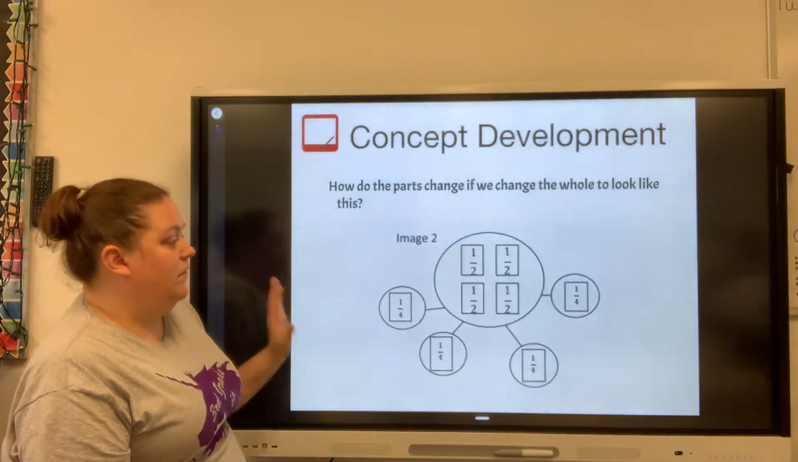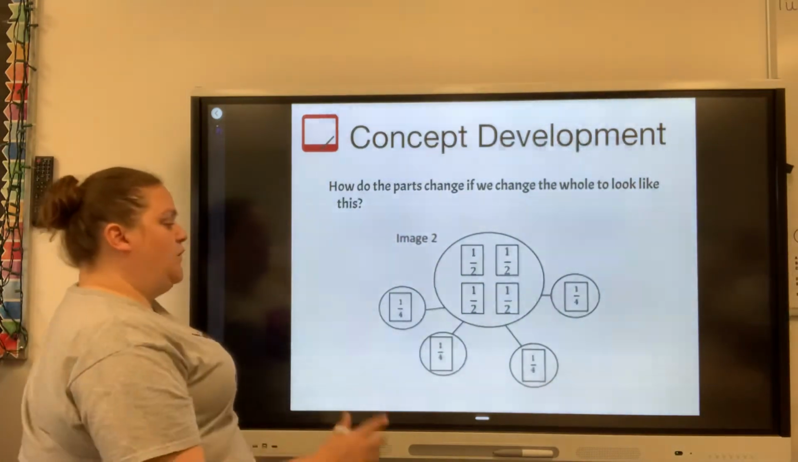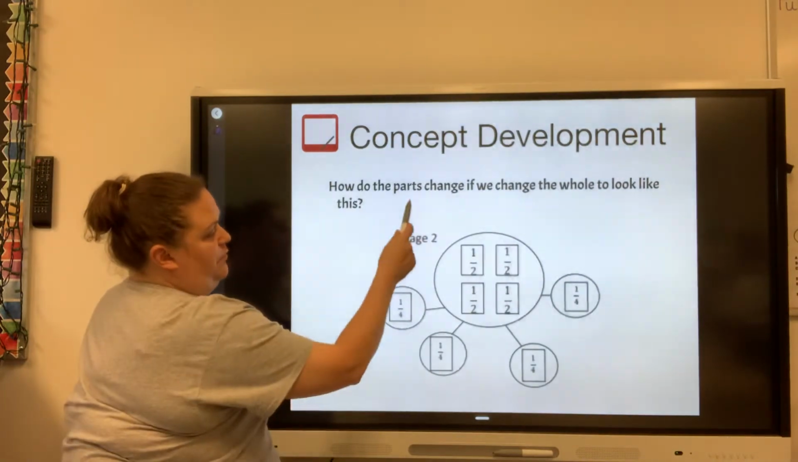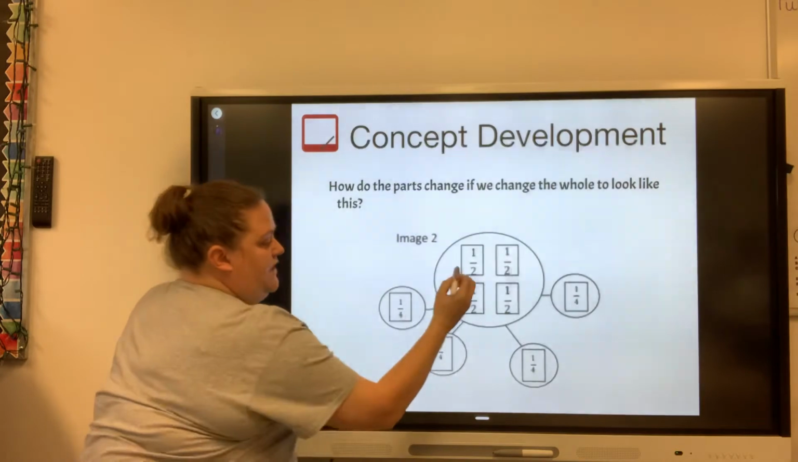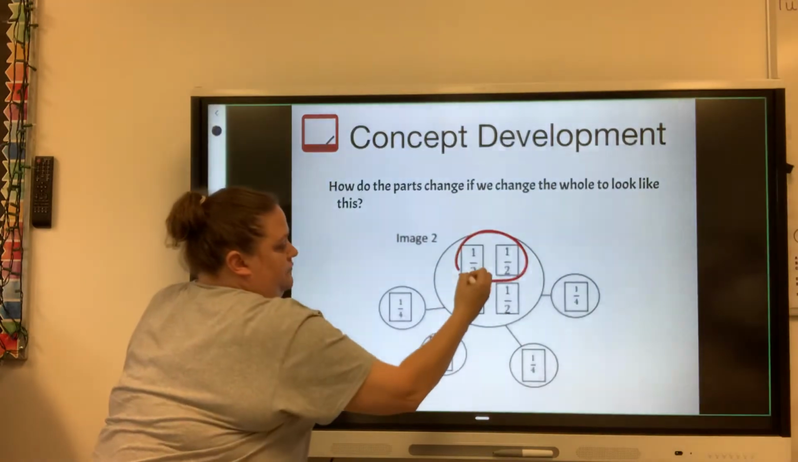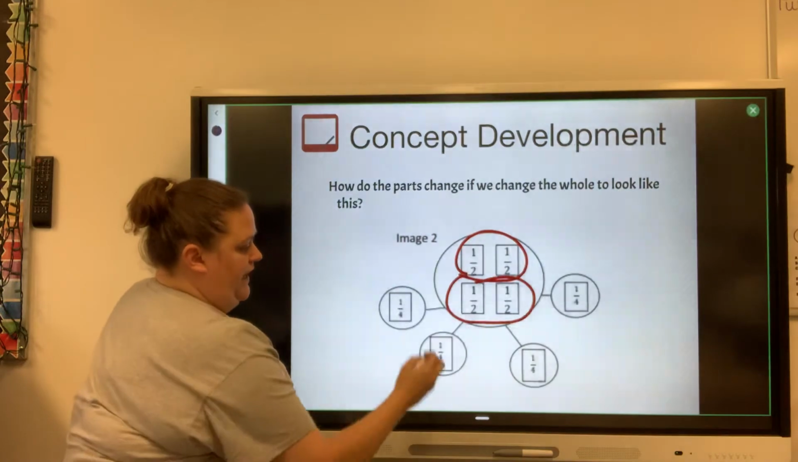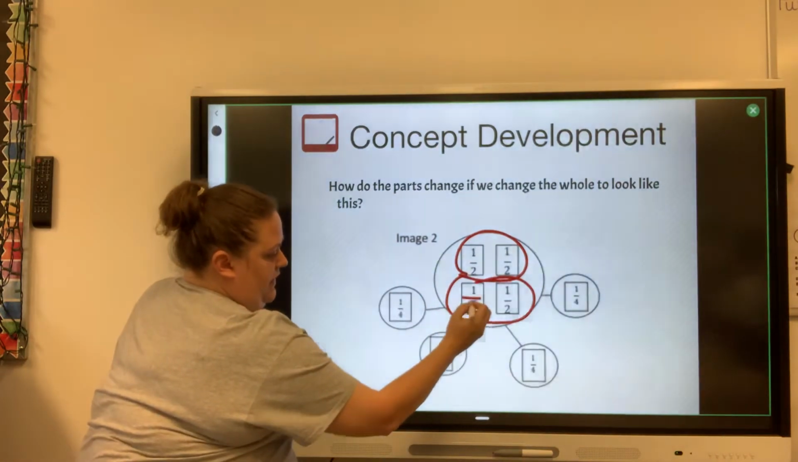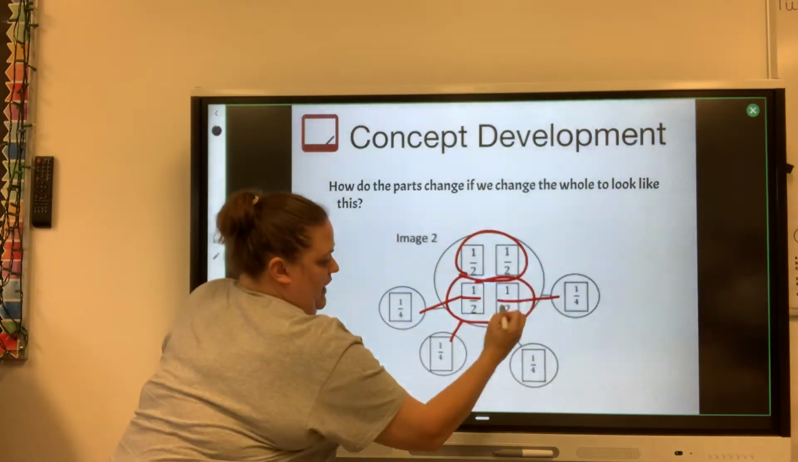Now this time we've added 4 halves. So we have 4 halves here. It says, how do the parts change if we change the whole to look like this? So this is a whole, and this is a whole. This one can be divided into fourths, so that one goes with that one and that one. This one's divided into fourths, so it's that one and that one.